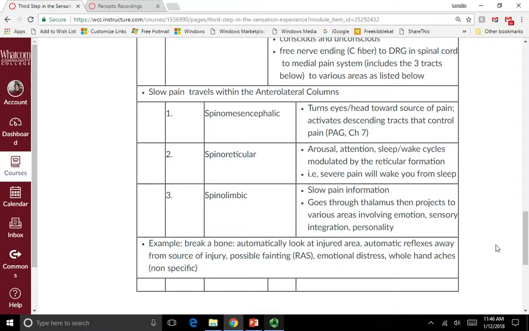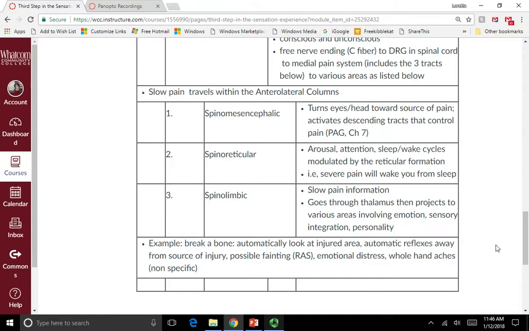A lot of times after knee surgery, almost everybody tells me that they have trouble sleeping after knee surgery. The pain wakes them up. We'll hear that a lot in the clinic. The pain woke me up in the middle of the night. That is slow pain traveling in the anterolateral columns via the spino-reticular system. That pain from the spine is going right to your reticular formation, and it's keeping you awake. That's not fair, right? But there you go.